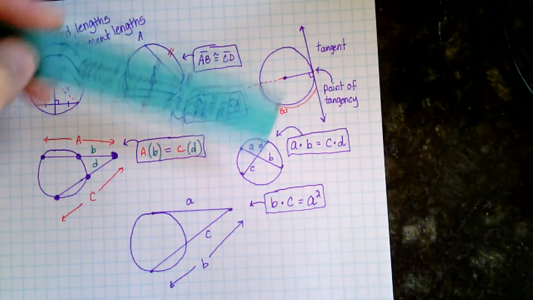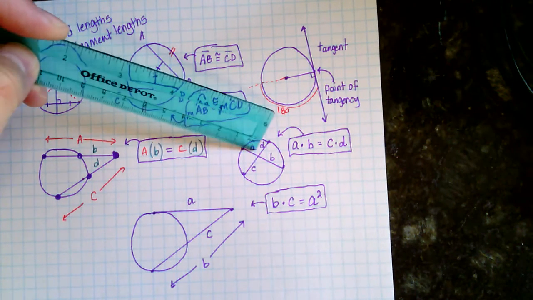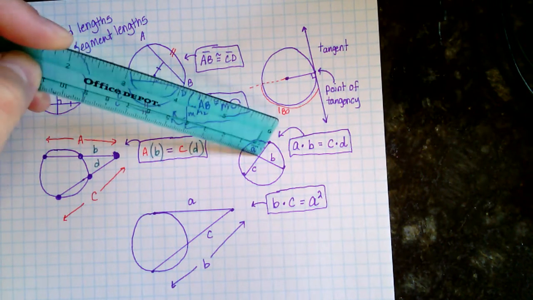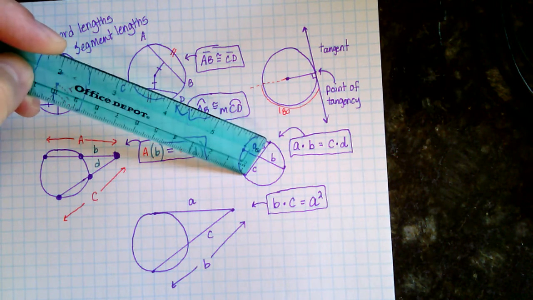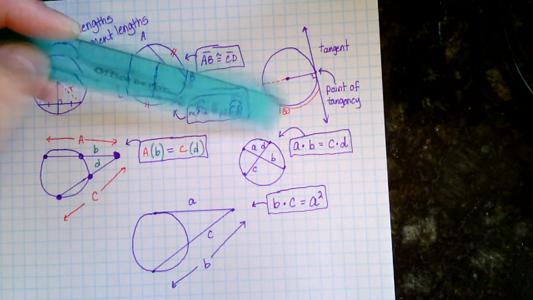That intersection happens on the inside. A times B, this times this, is congruent to this segment, C times D.